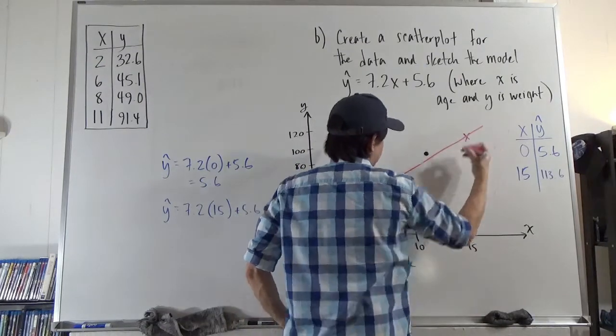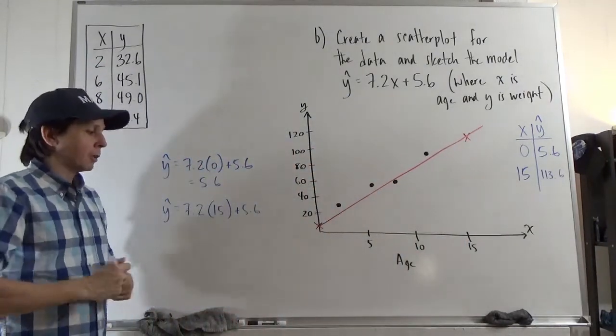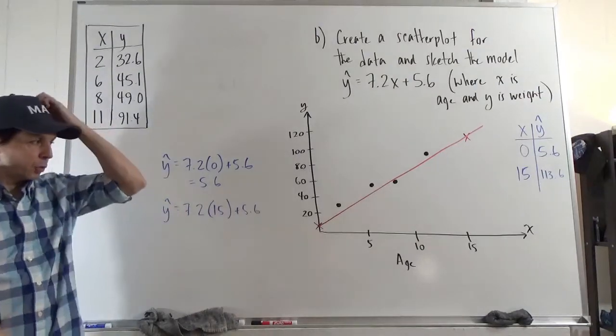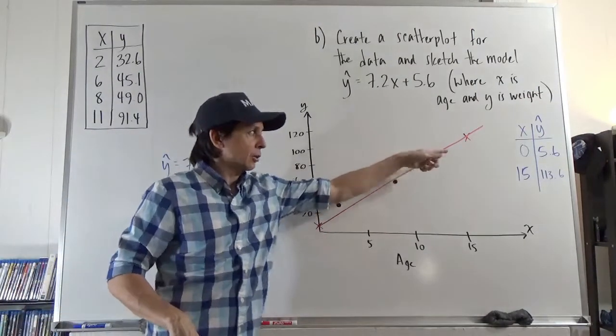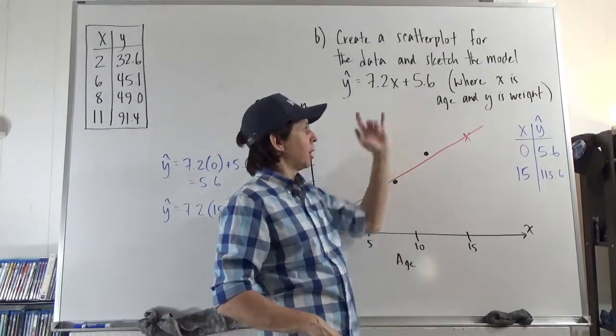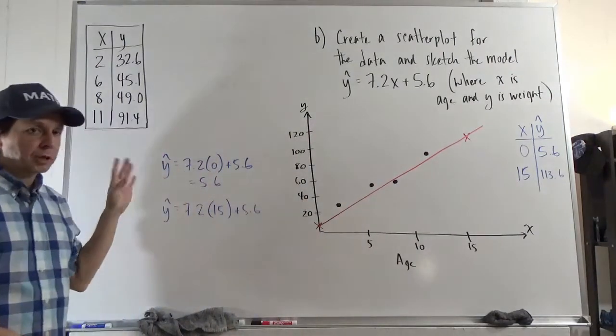It may not hit any of the points. It may be way off from the points. So you are just connecting the X and X from the 2 points that are on the model. That's, again, separate from the scatter plot.